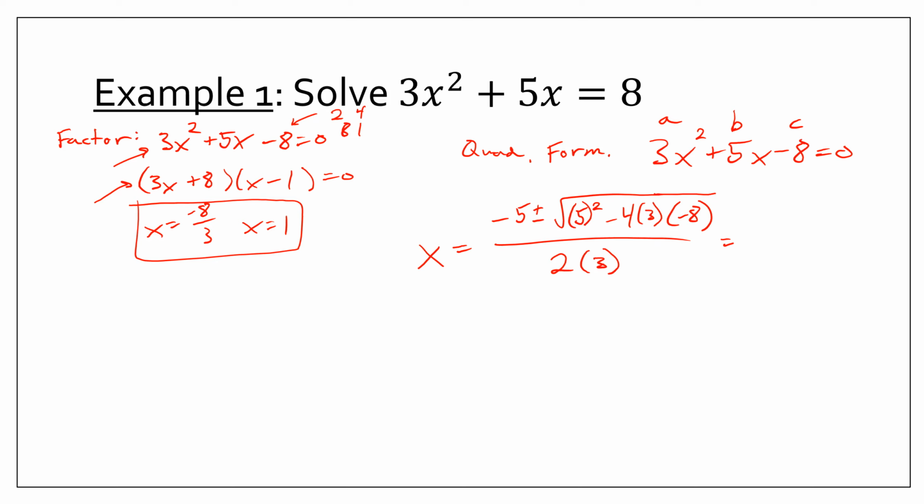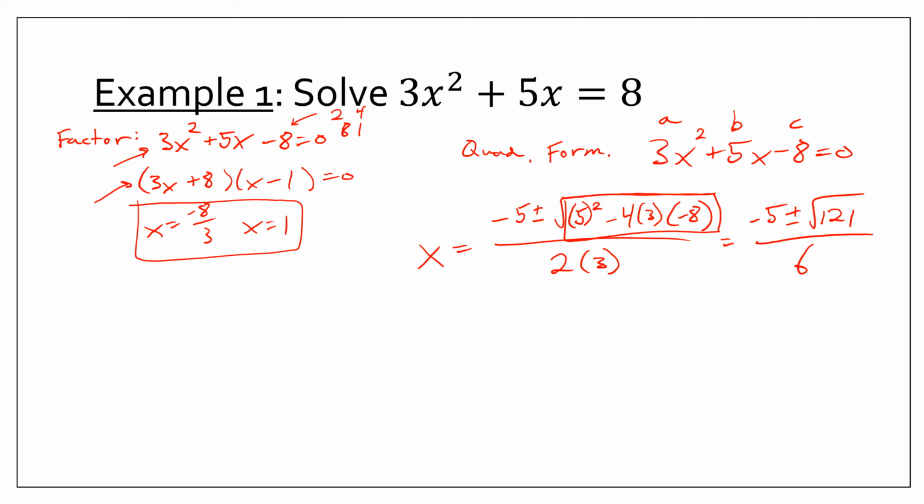And I'm literally just going to put into my calculator 5 squared minus 4 times 3 times negative 8. Because if I put that all into my calculator, it should do it for me nicely. Okay, so I just typed it into my calculator, and I found that all of this equaled 121. So under the square root is 121. I can also simplify the bottom. 2 times 3 is 6.